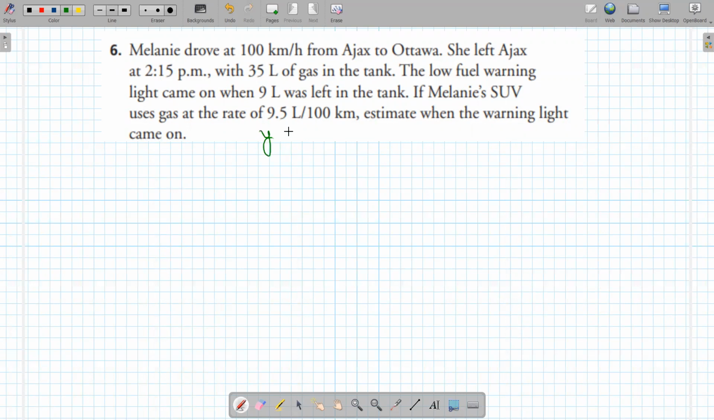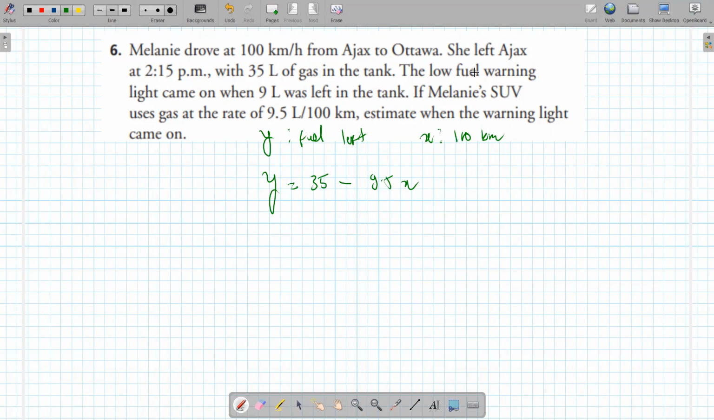So look at this question. Y is the fuel left, okay? Y is the fuel left, and X is in terms of 100 kilometers. X represents kilometers. So our equation here, very simple. Look at this. 35 is our intercept, the initial fuel value. Our slope is 9.5x. Cool.